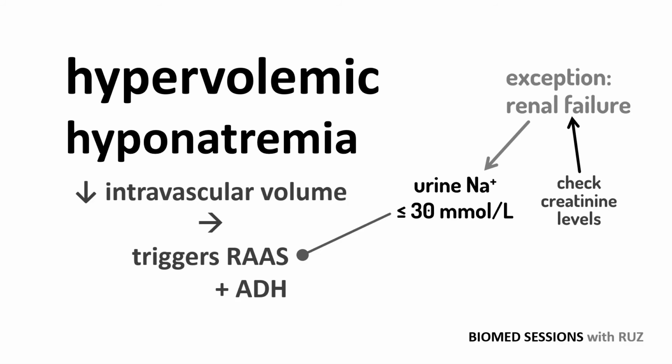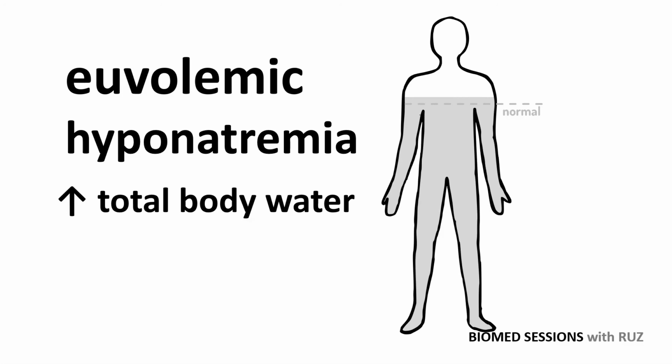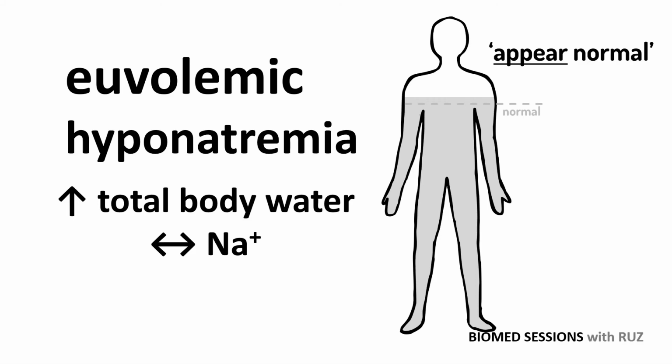In euvolemic hyponatremia, total body water increases, but total sodium remains the same, so the excess water dilutes the blood. The increase in the extracellular volume is not enough to be detected clinically, so patients appear neither overloaded nor depleted of fluid.